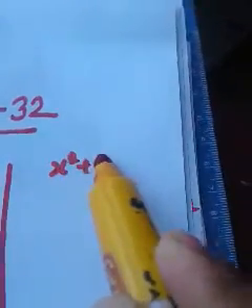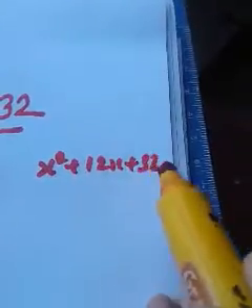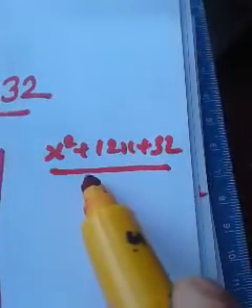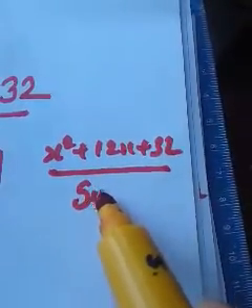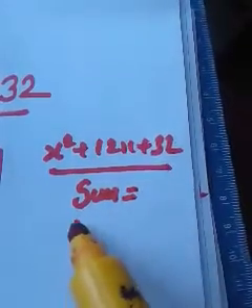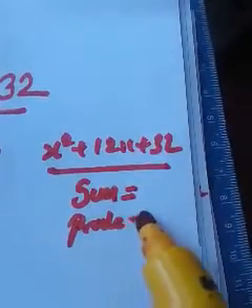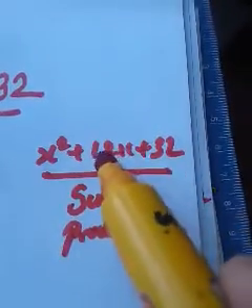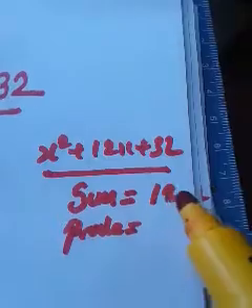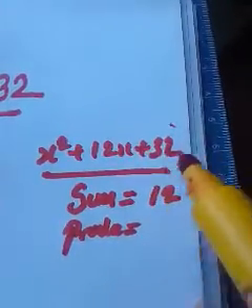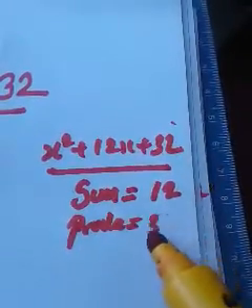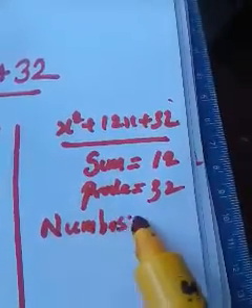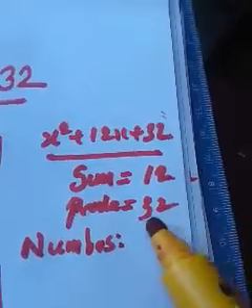x square plus 12x plus 32. We are going to factorize this one. How can we factorize? In order to factorize, we need two numbers such that their sum should be equal to what, and their product should be equal to what. Sum should be equal to the coefficient of the middle term, that is plus 12 or 12, and product should be equal to the last term with its sign, plus 32 or 32. So now you just start thinking about two numbers such that their sum should be 12 and product should be 32.